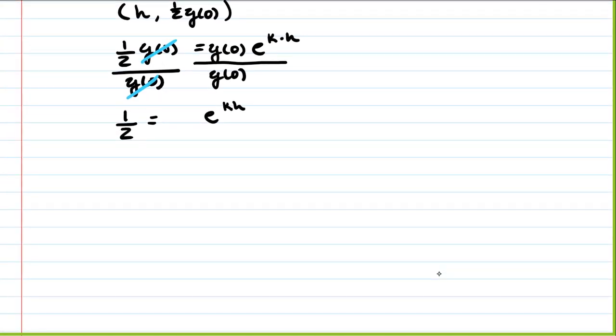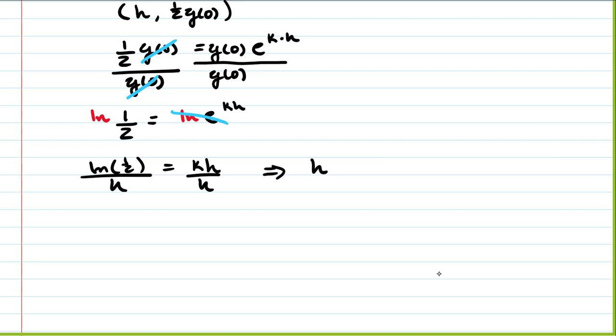Okay, so now we finish solving this equation by taking the natural log, and we get the natural logarithm of 1/2 is equal to k times h. We divide by h, and we have k is equal to the natural logarithm of 1/2 divided by h. It's traditional to use the quotient rule or quotient property of logarithms on this.